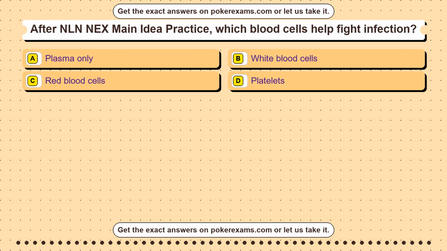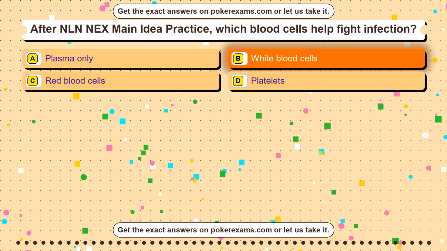Question 16. After Get History Practice Test, which organism is a producer? Option A mushroom. Option B grass. Option C rabbit. Option D hawk. The correct answer is option B.